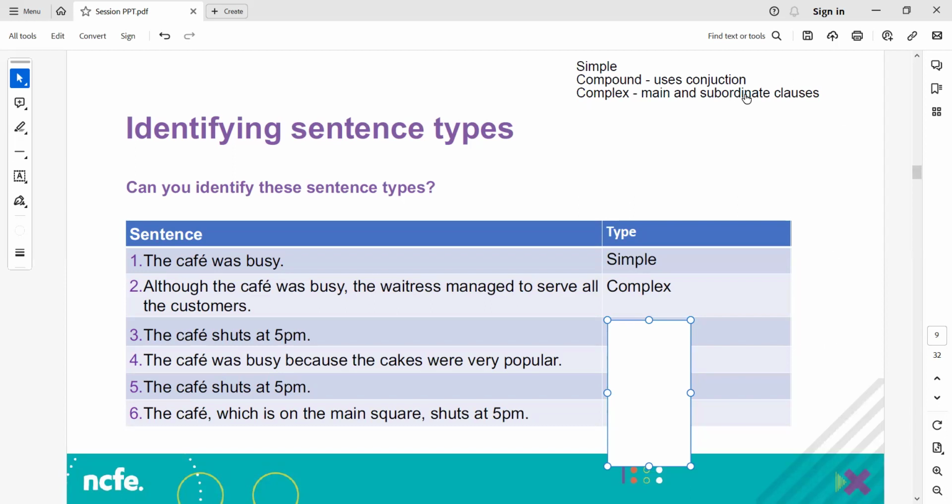So is it simple? Is it just a clause on its own? Is it compound, using and, but, so, and those conjunction words? Or is it complex, with a main and subordinate clause? The cafe shuts at 5 p.m. Simple. Simple, good. Well done.